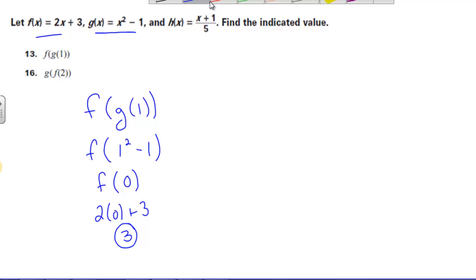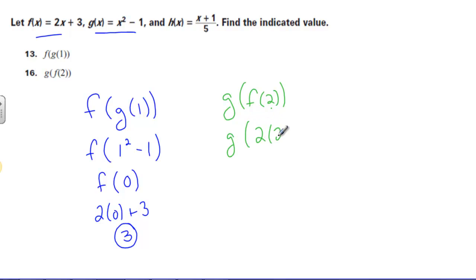If I try the other one, g of f of 2, what's going to happen now is I'm going to plug 2 into f. So it's going to be g of 2 times 2 plus 3. That's going to be g of, let's see, 4 plus 3, which is 7. And then I take the 7 and I plug it back in. I say 7 squared minus 1, because x squared minus 1 is g of x. That's 49 minus 1, so that's 48. And that's how we evaluate composition of functions with actual numbers.